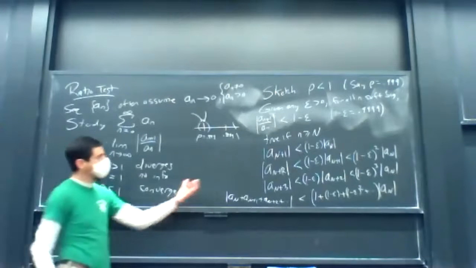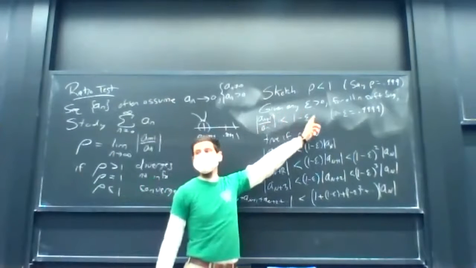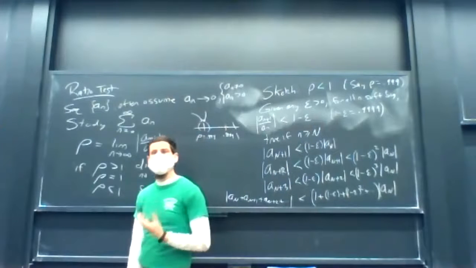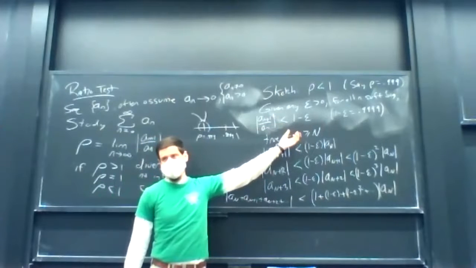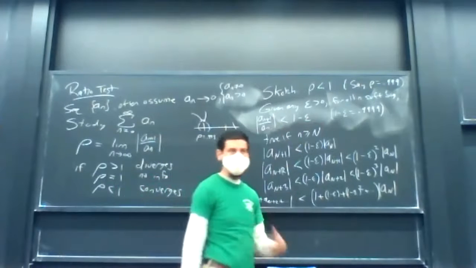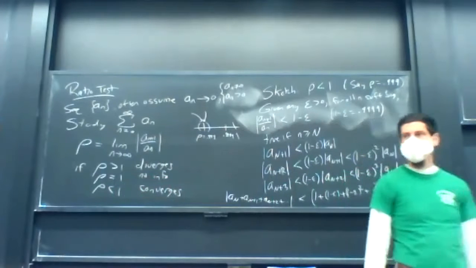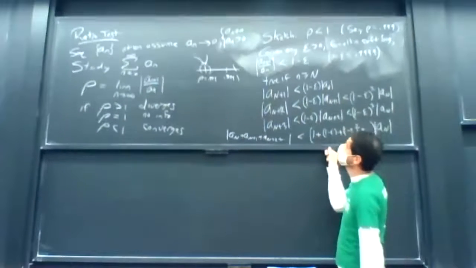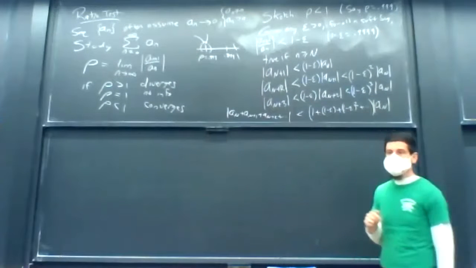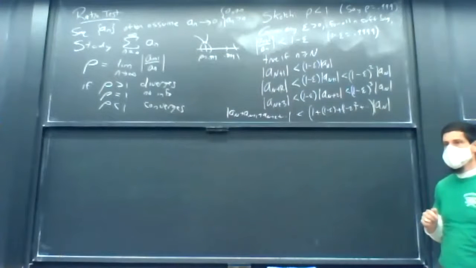If you wanted to have divergence, you would have rho greater than 1. So eventually, this limit would be strictly greater than 1 plus epsilon for some positive epsilon. You'd be able to show that the corresponding sum is too large. Okay, so this is the ratio test. So now the question is, how do we use it in practice? We have to be able to compute this limit.